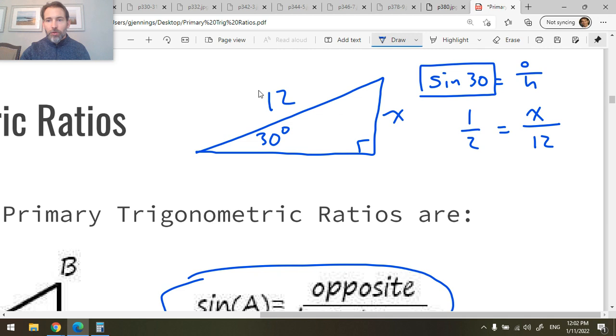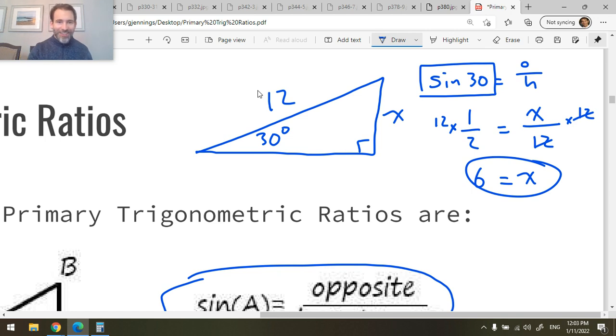Okay? To solve for x, I can multiply both sides by 12. And that cancels the 12s. And 12 divided by 2, well, that's 6. 6 would be equal to x. So that would be how I could use this trigonometric ratio to solve for x.